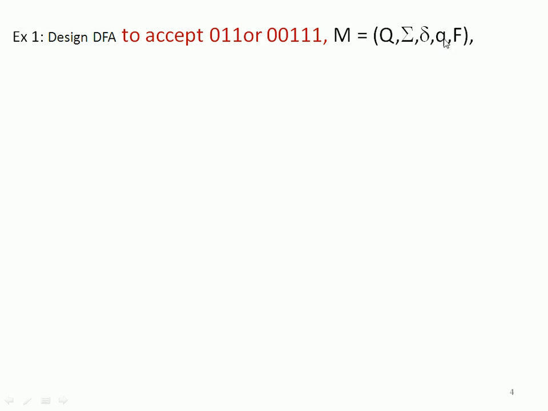And Q is a set of states, q is a start state, F is a final state, right? Having understood these 5 tuples, let us try to construct a deterministic finite automaton to accept the string 0 1 1 or 0 0 1 1 1, right? Let me consider that the initial state is q1, so that arrow mark indicates the start. The input alphabet is sigma equal to 0 comma 1.